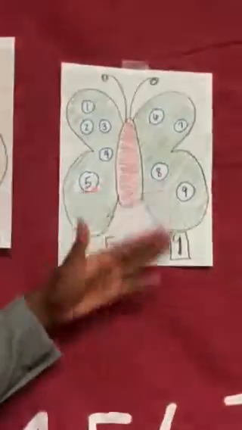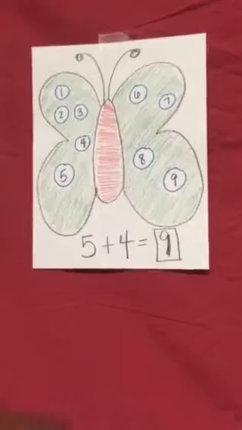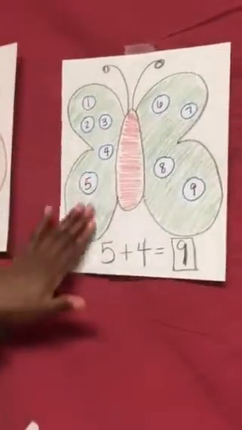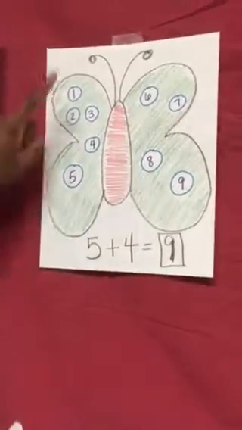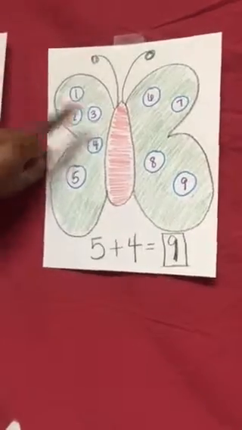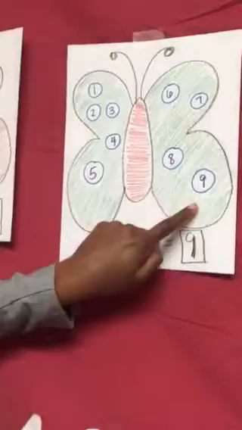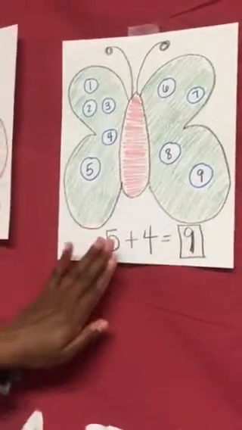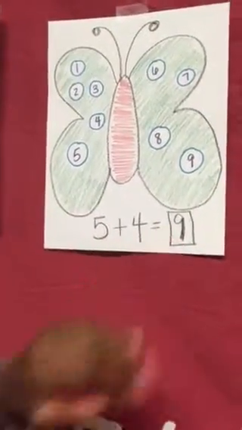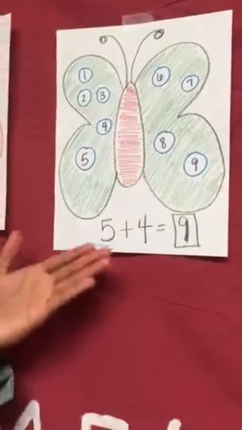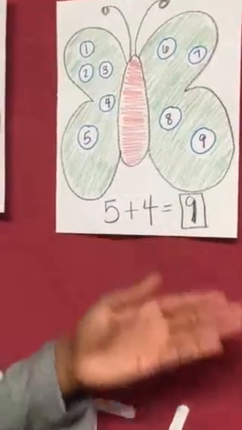So when I go on to this and I want to guide them, my guided instruction would be, okay, class, let's count this wing, and then we're going to count this one. 1, 2, 3, 4, 5, 6, 7, 8, 9. So 5 and 4 equal 9. Or 5 plus 4 equal 9.